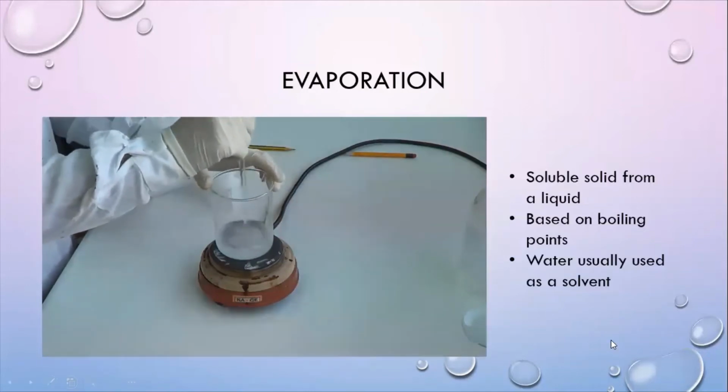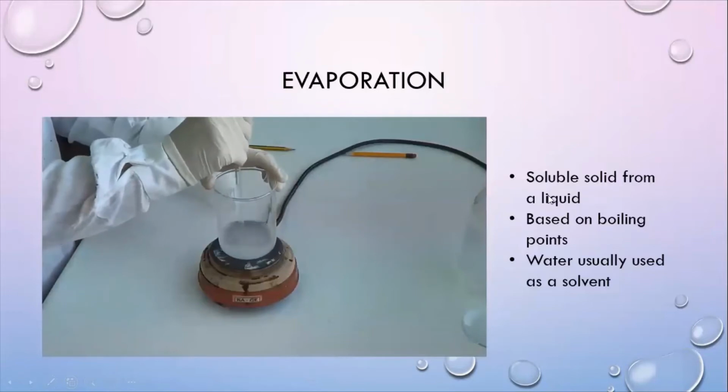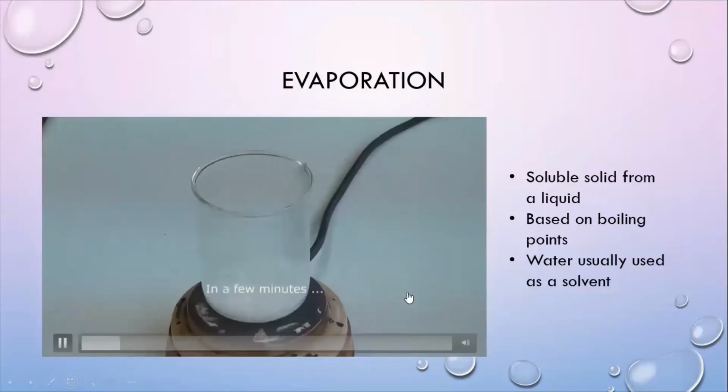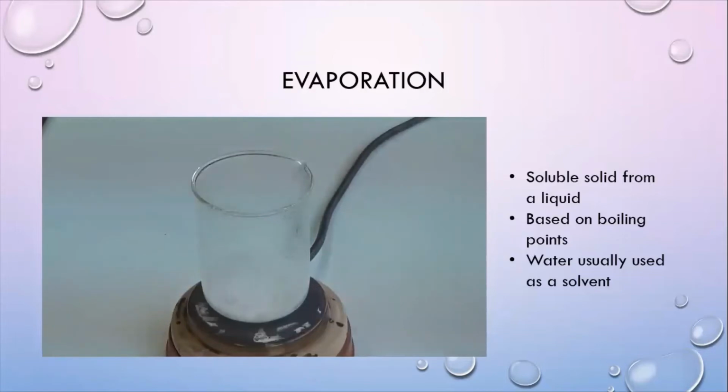So let's take a look. What you're seeing here is the solid being dissolved in water. We evaporate, so the water turns into gas, and what's left behind is the solid. This is usually used for purification processes. The disadvantage of this method is that in the end, since the water is evaporated, whatever liquid you use to make the separation is kind of lost in the process.